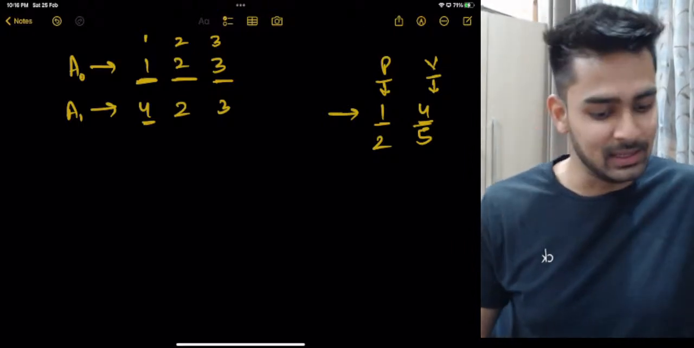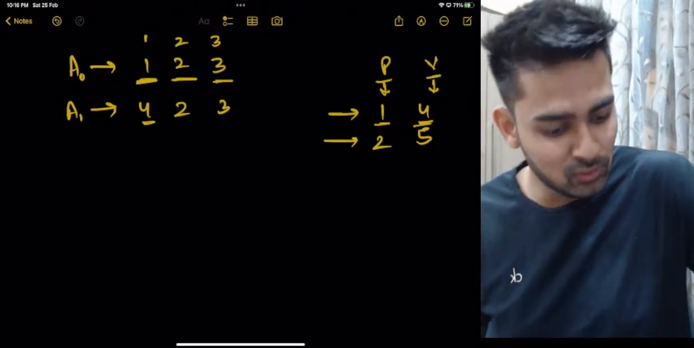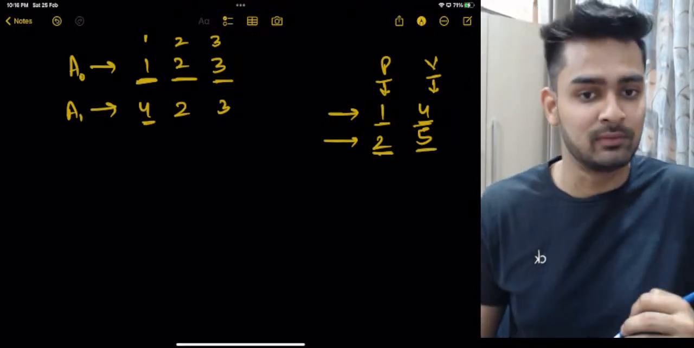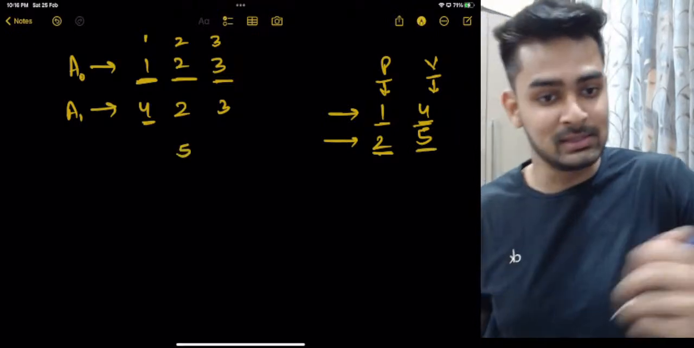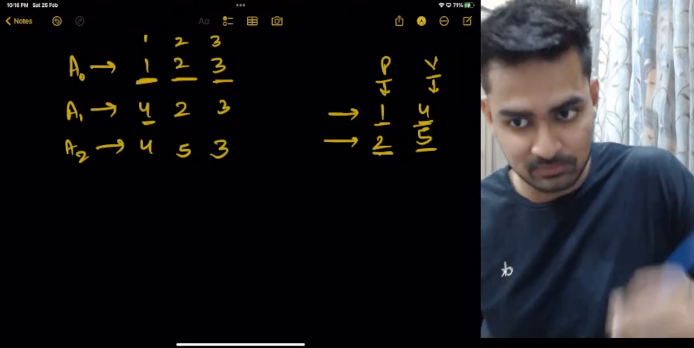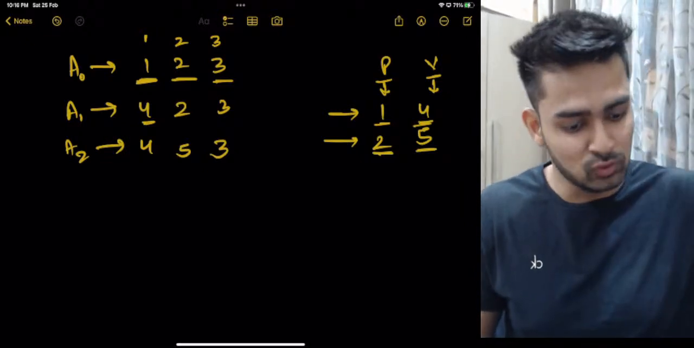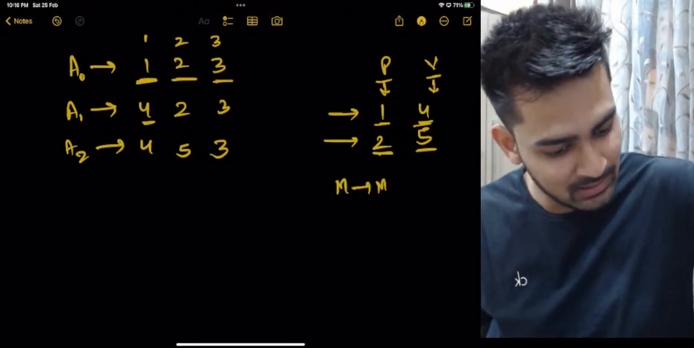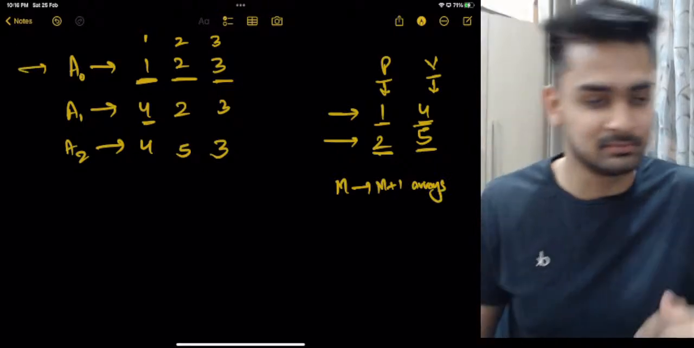Now I'll do the same thing for the next operation, but with A1 as the base array. I have to go to the second index and change the value to 5. The second index actually has 2, so I'll change it to 5. The rest of the values remain the same, which are 4 and 3. This is A2. Now there were 2 operations and I've got 3 arrays. So if there were m operations, I'll get m plus 1 arrays, because I had 1 array initially.